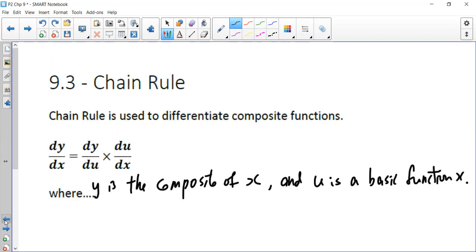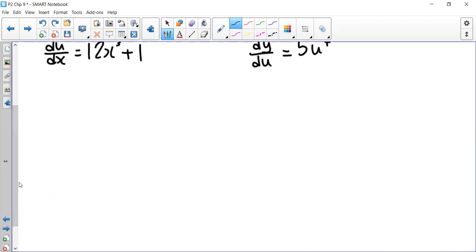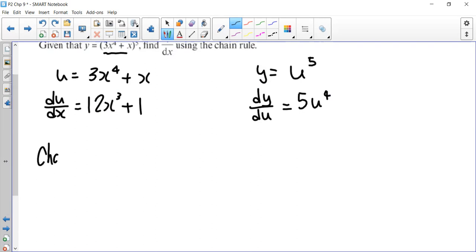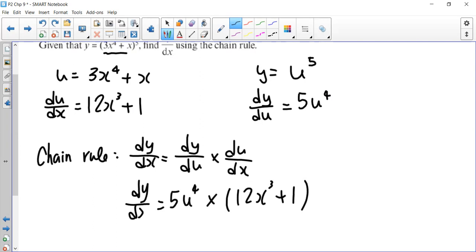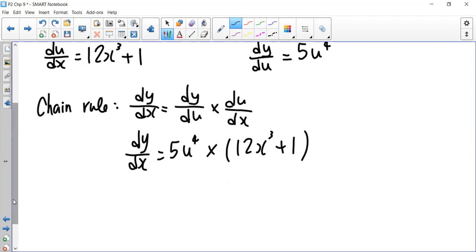The formula tells us the chain rule: to work out dy by dx, we do dy by du times du by dx. So chain rule, okay. I'm just going to rewrite the formula once. dy by dx equals dy by du, which is 5u to the power of 4, times du by dx, 12x cubed plus 1. So the left-hand side is still dy by dx. We keep writing left-hand side, right-hand side. It will come into play later on, when we need the left-hand side.